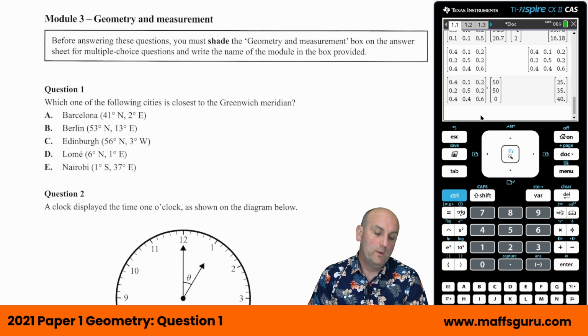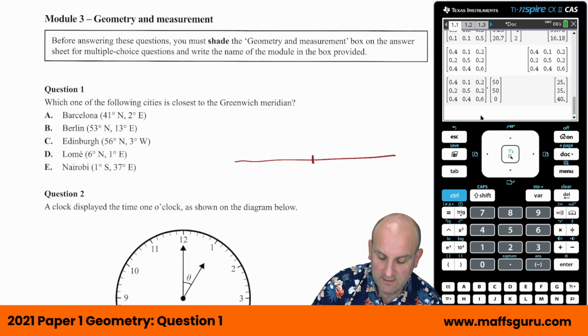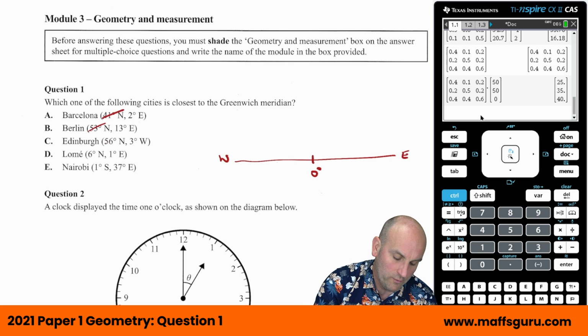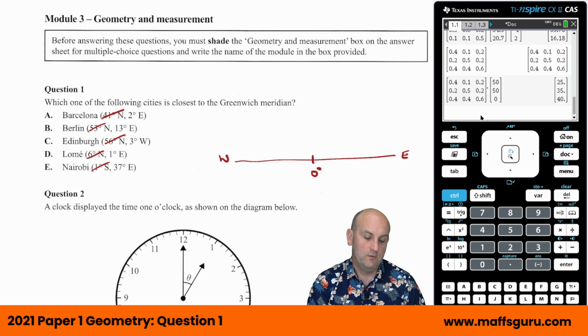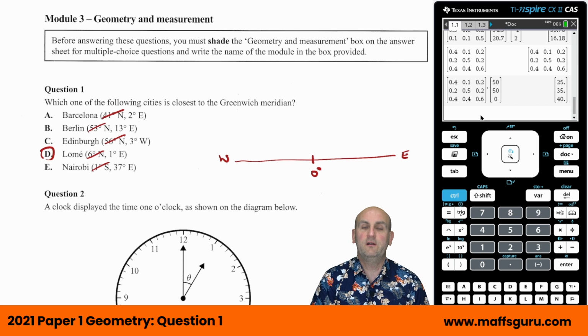Geometry and Measurement. Which of the following cities is closest to the Greenwich Meridian? Well, we know that the Greenwich Meridian is 0 degrees. So there was east and there was west. I'm not interested in the north or the south. I'm only looking for the one that's closest to 0. And as it turned out, Loam there was the closest to 0. And if I've mispronounced that, I am so very sorry.